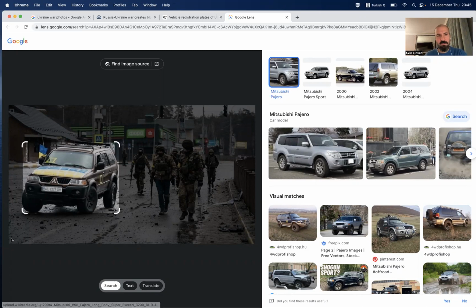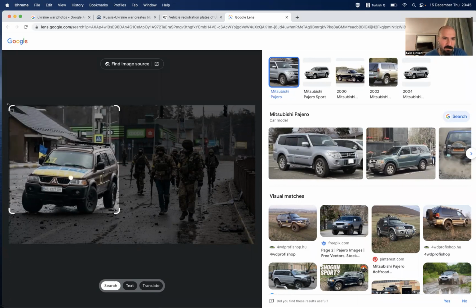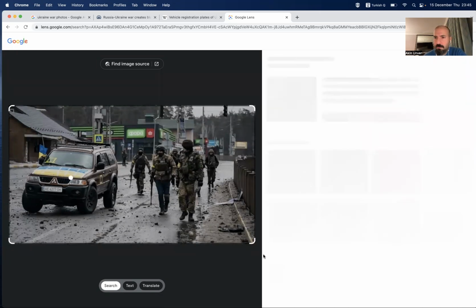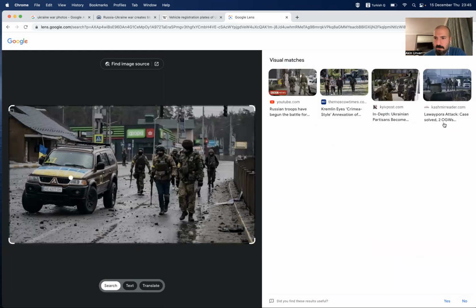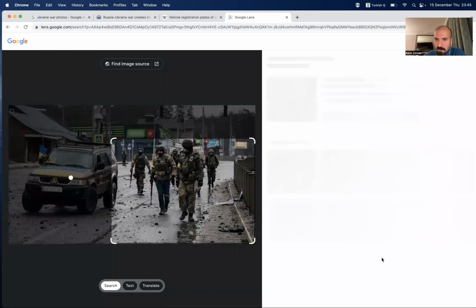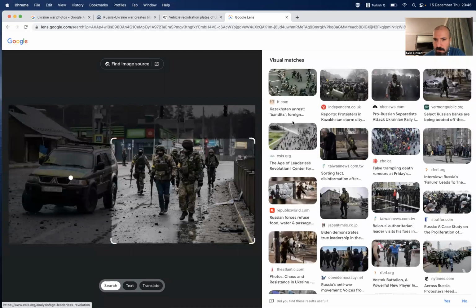So we immediately understand that this car is a Mitsubishi Pajero, but I'm not interested in that. The first thing I do is expand this lens to include the remainder of this photo. And it's giving me some Ukraine-related visual matches. Probably not very useful. Let me focus on these soldiers in case I see something interesting.